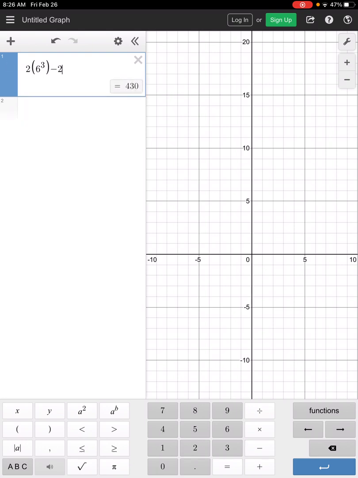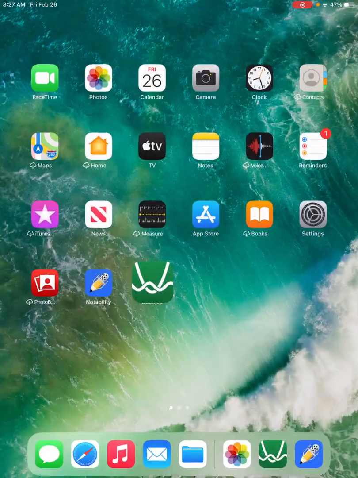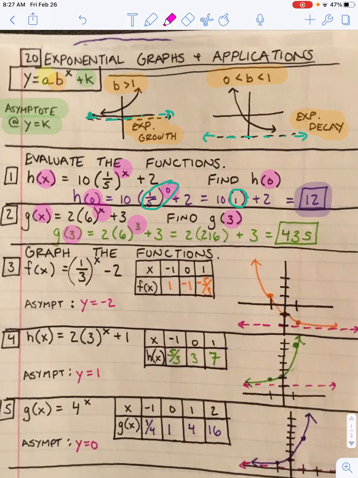No, just kidding, this one wasn't minus 2, plus 3. And we get 435, which is what we see right here. You could have also in your head gone 6 cubed. Just make sure you do the power first. So 6 times 6 times 6 gives us our 216, and 2 times 216 plus 3 is 435.